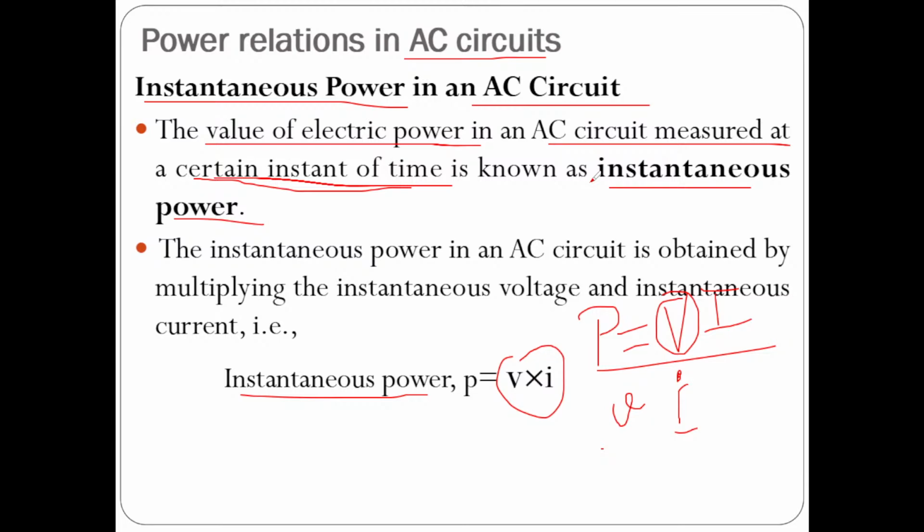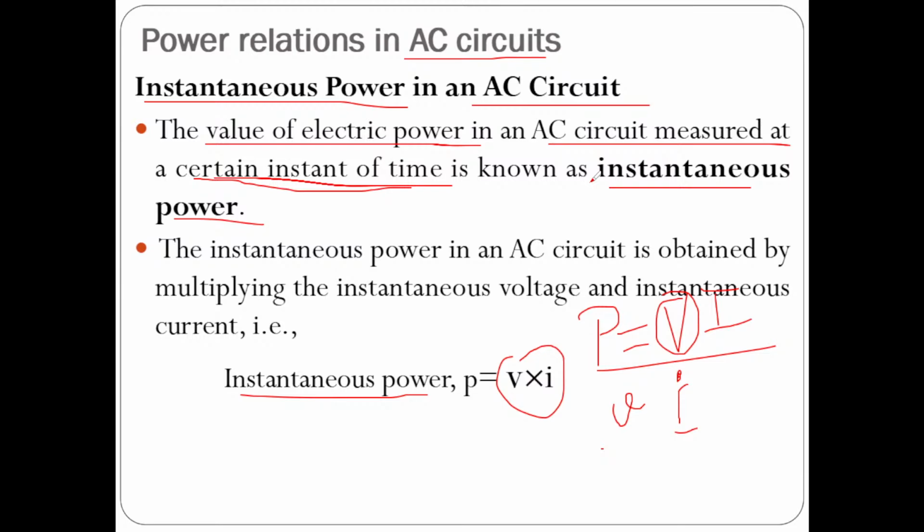Whereas if we consider another waveform, in this waveform, both voltage and current are 0 at the same instant, both are becoming maximum at the same instant, both are becoming 0 again at the same instant. So we can say the phase difference between voltage and current is 0, that is phi equal to 0. So we can say voltage and current are in the same phase.